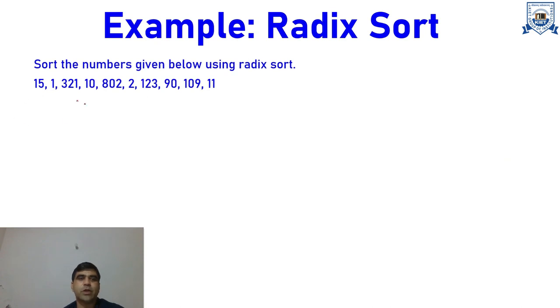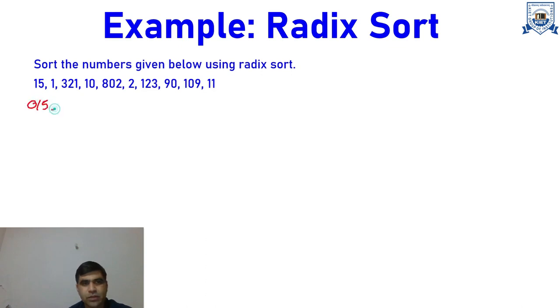Let's come to this point. We will try to sort this given list of numbers: 15, 1, 321, 10, and so on. How many numbers are there? 1, 2, 3, 4, 5, 6, 7, 8, 9, 10 numbers. And how many digits are there in each? In this case we have 2 here, 1 here, 3. So the maximum number of digits in any key is 3. So let me write all of them using 3 digits.